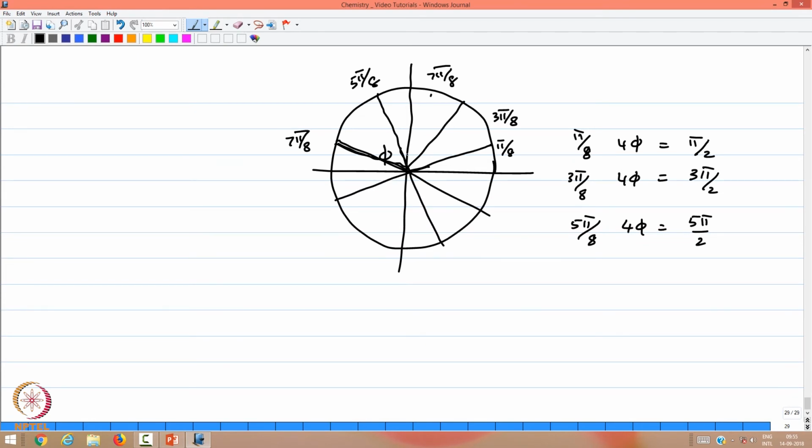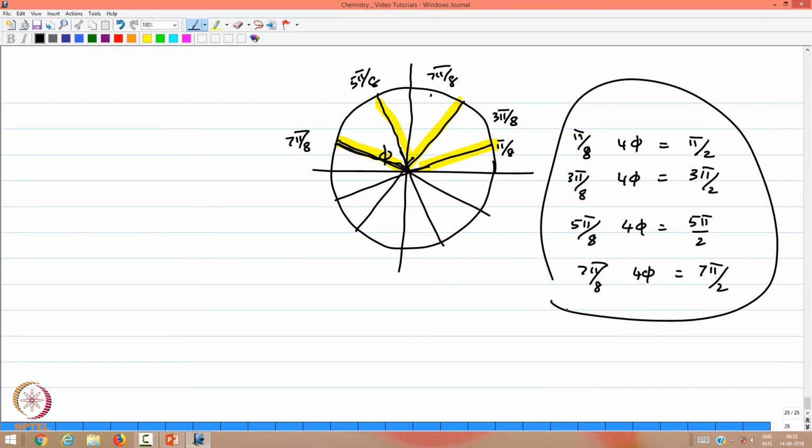So, all you need is only the 4 angular nodes, the first 4, this one, this one, this one and this one. This is not a node. Okay, this is just a 90-degree axis. So the last node that we have is 7 pi by 8. 4 phi is 7 pi by 2. All the odd integral pi by 2 up to this point. The other nodes are the same as these nodes, that therefore there are only 4 values of the angle.